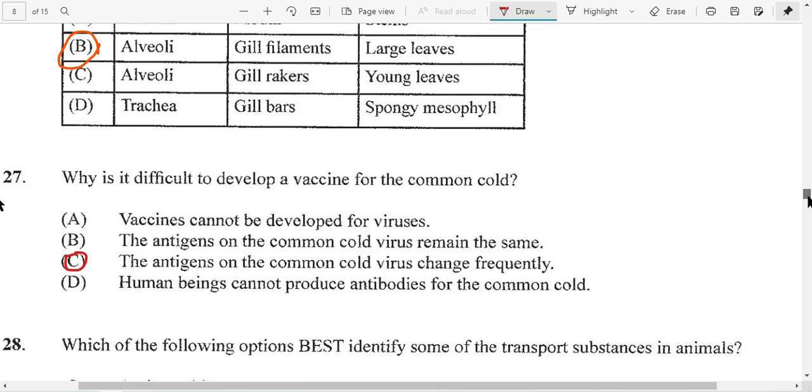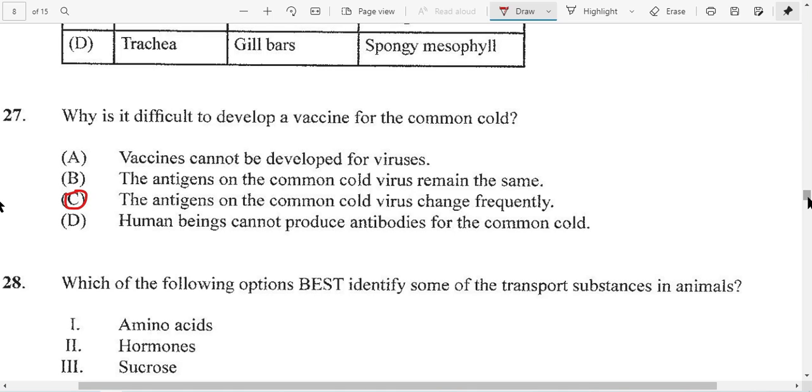For 27, why is it difficult to develop a vaccine for the common cold? The common cold is caused by a virus, and they are always changing. So of course, a vaccine cannot be developed. That is out. The antigen for B there, that is out as well. C, the antigen on the common cold virus changes frequently. This is a plausible answer here. Human being cannot produce. I'll tell you, C is the best answer here for 27.